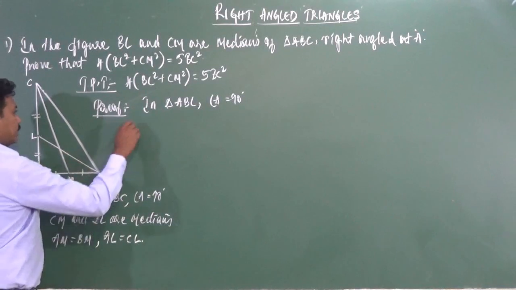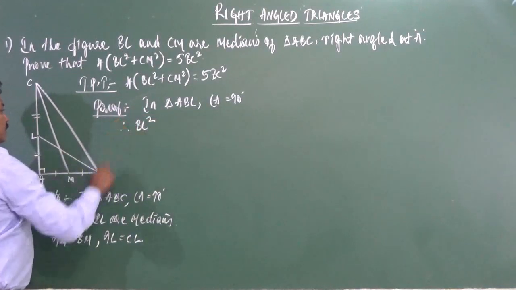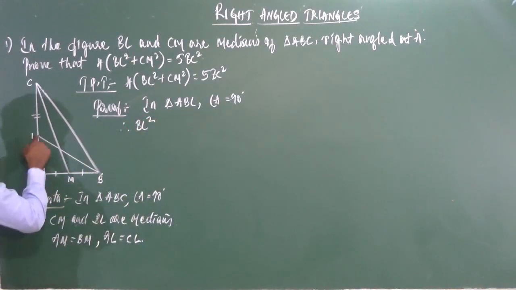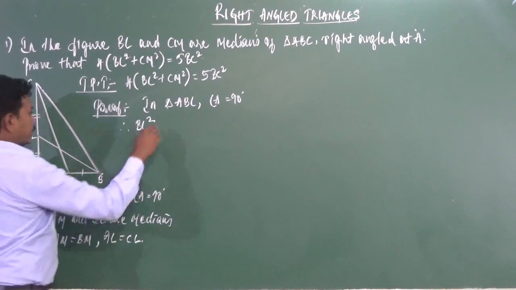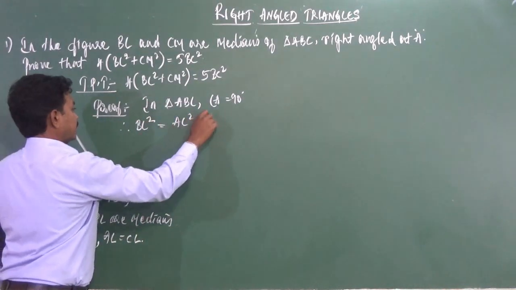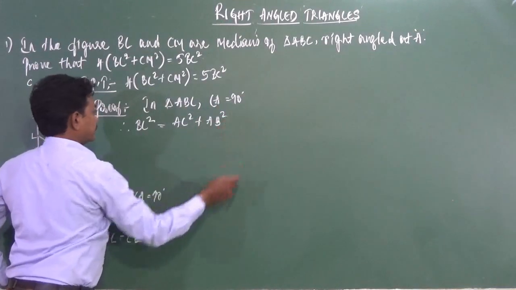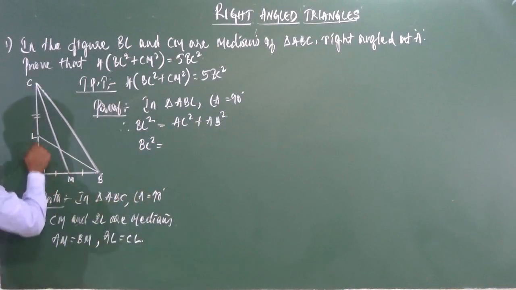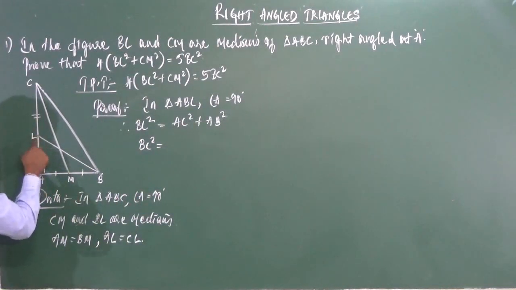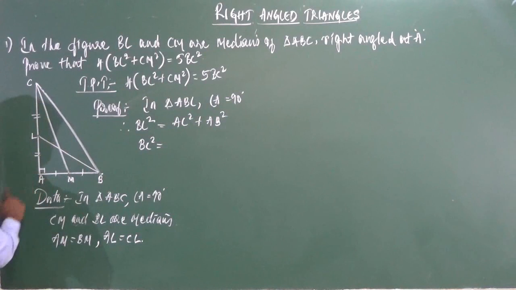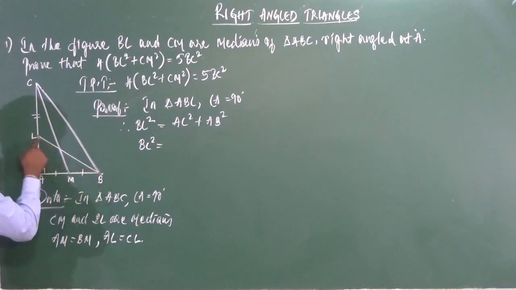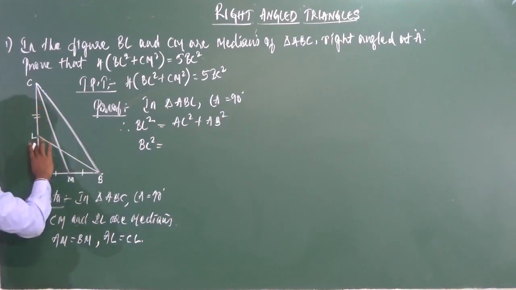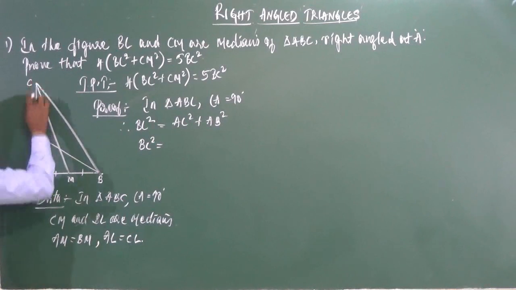So BL square is equal to AL square plus AB square. This can be written as BL square is equal to, we will define this AL as half of AC, because BL is the median drawn to the side AC of the triangle ABC. The median divides the side into two equal parts. Therefore AL is half of AC.